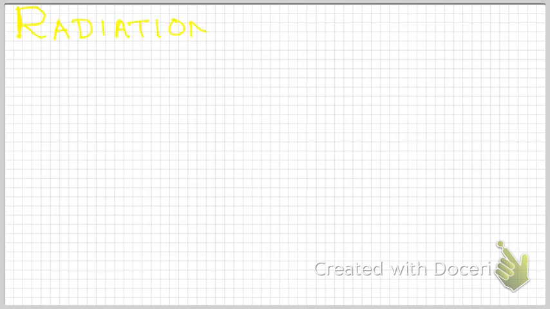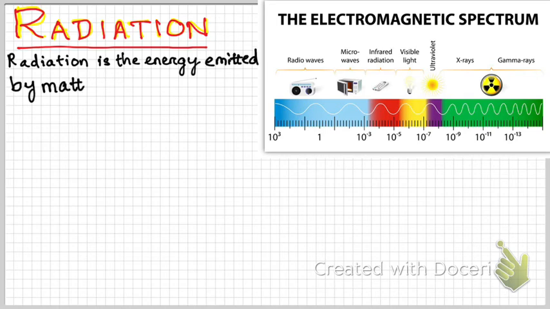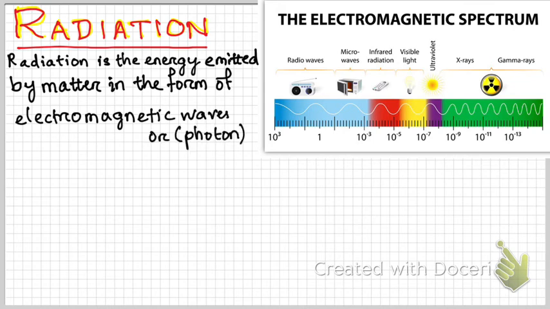Now let's talk about radiation. As we discussed, radiation is the transfer of energy emitted by matter in the form of electromagnetic waves or photons. We have the electromagnetic spectrum, where every wavelength emits some energy, or the electromagnetic spectrum carries energy and transfers it. It has both particle and wave nature.